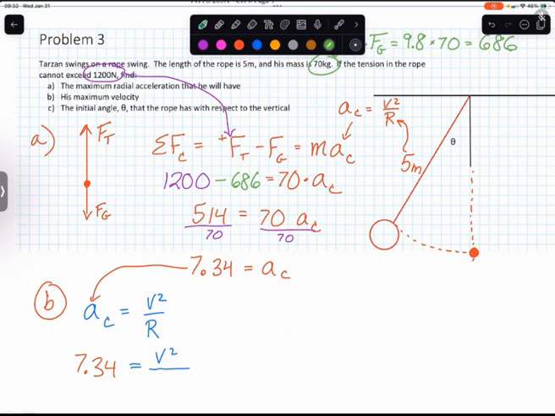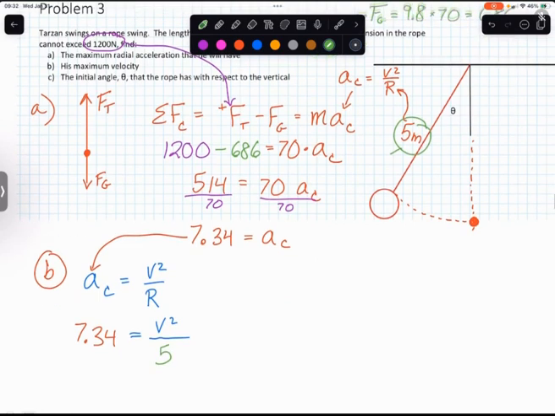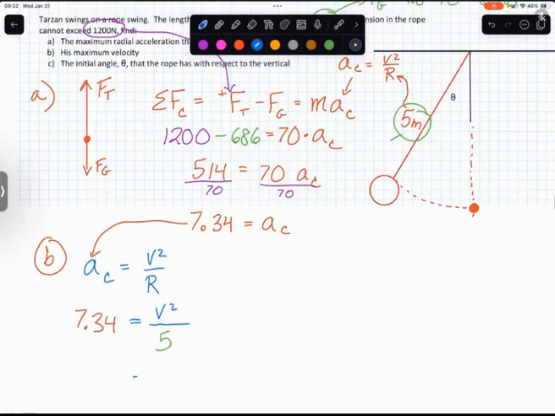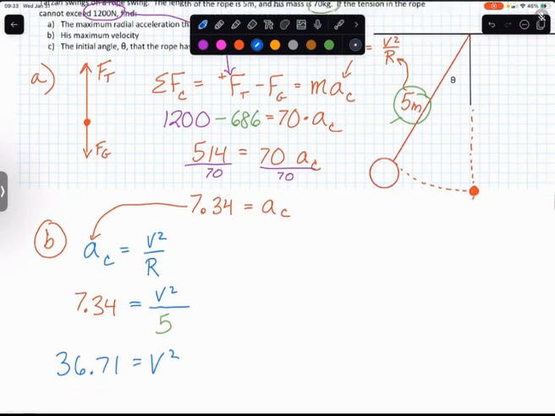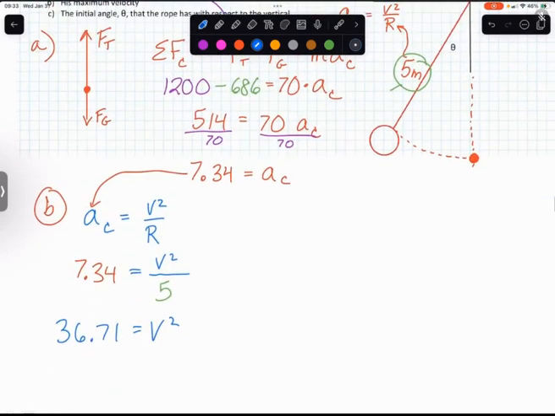And our r is right here. It's this length of the string. So that's 5. And so I get v squared is 36.71. And then to find v, I need to square root that. And so I get 6.06 meters per second is my velocity.